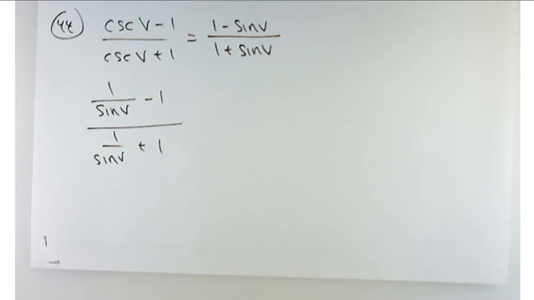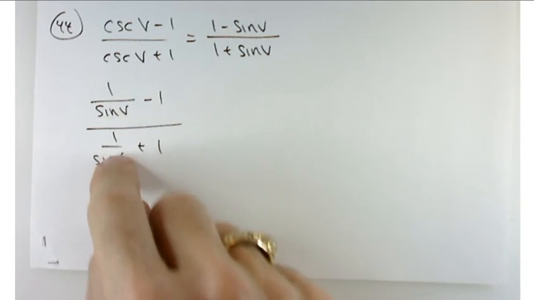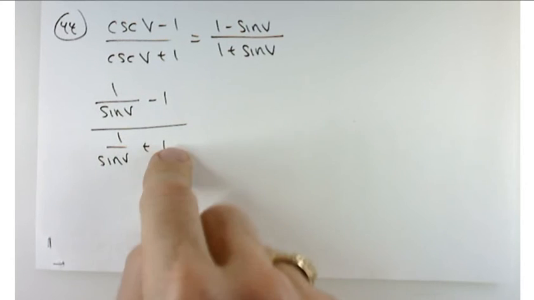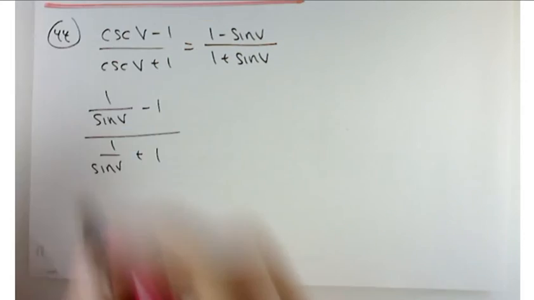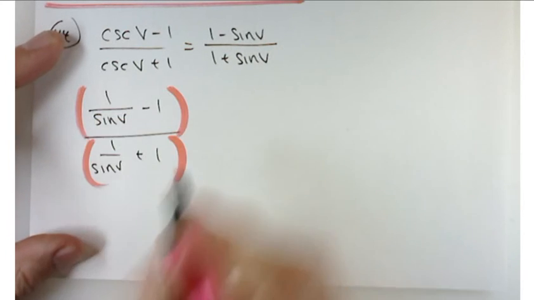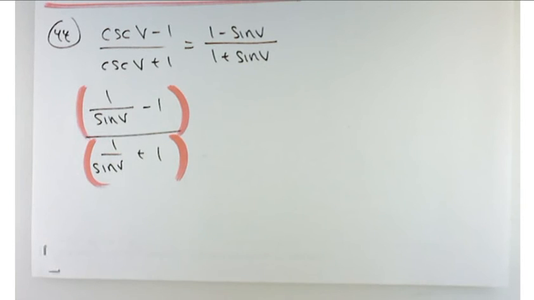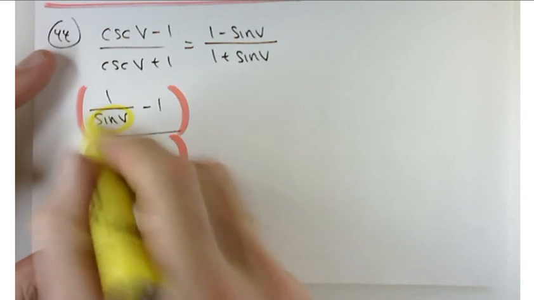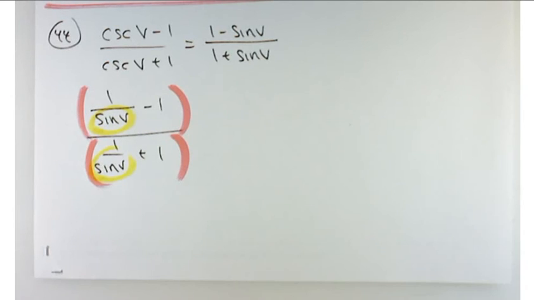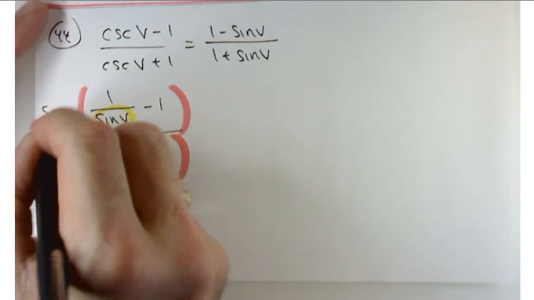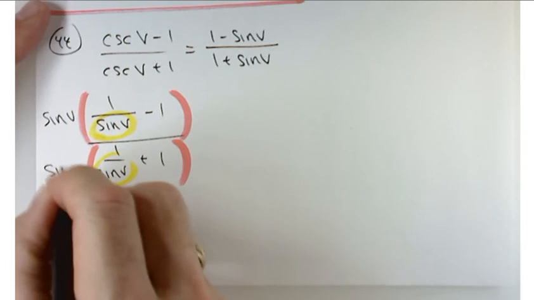The trick is to multiply everything, all four parts of these, by the lowest common denominator of the secondary fractions. Now your secondary fractions, that's these, here and here. And the LCD of those secondary fractions is just sine of v. So sine of v over sine of v.